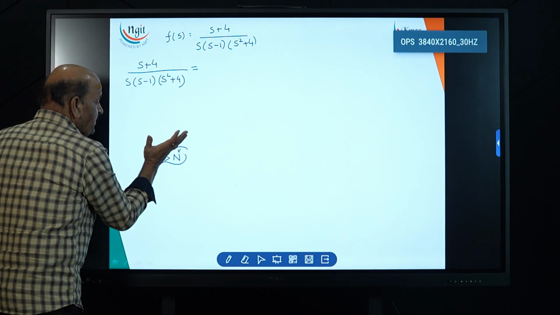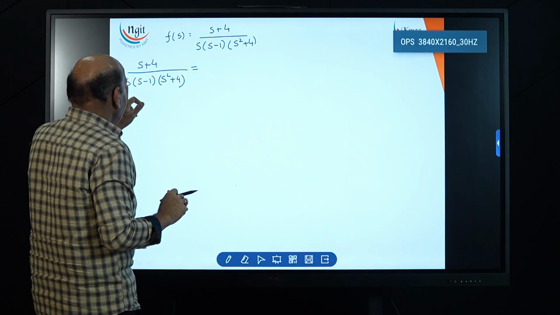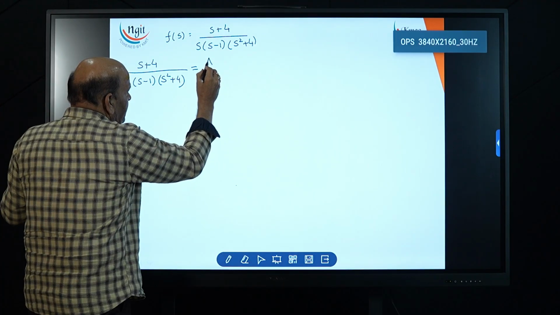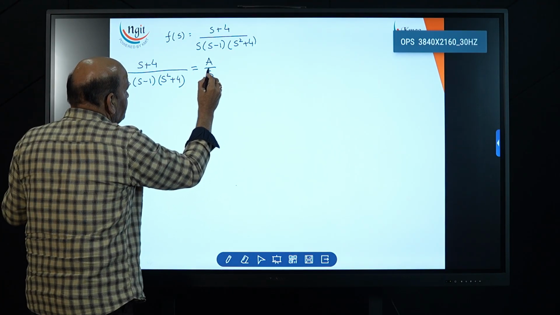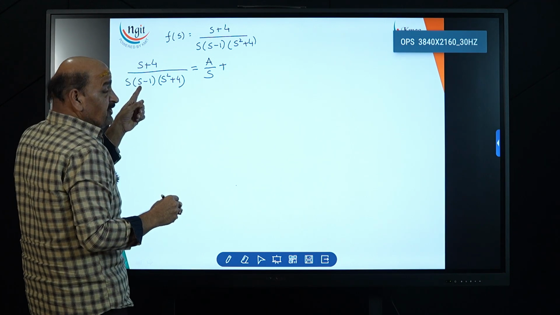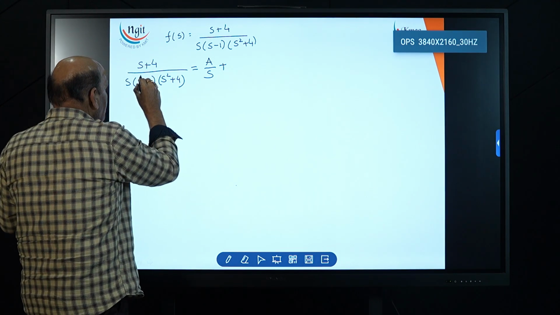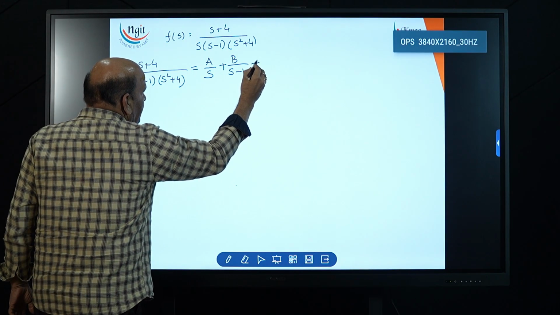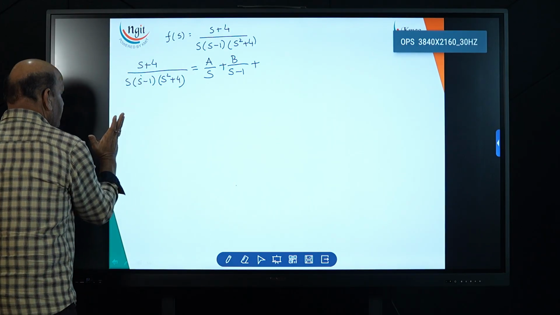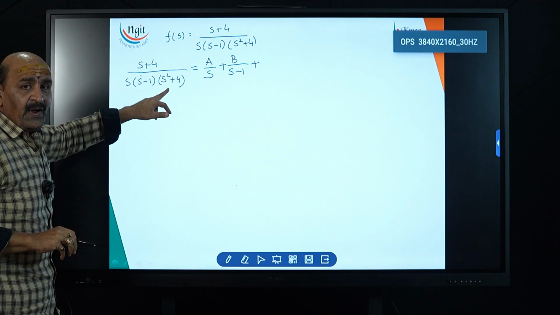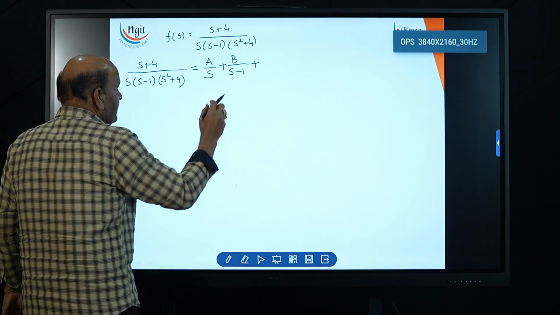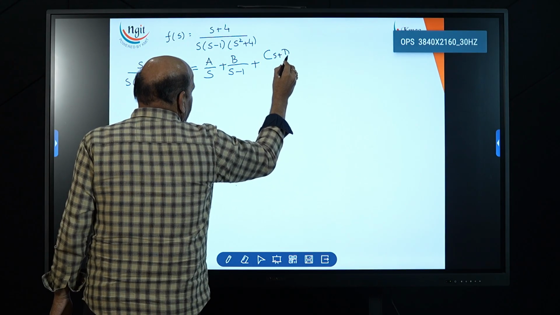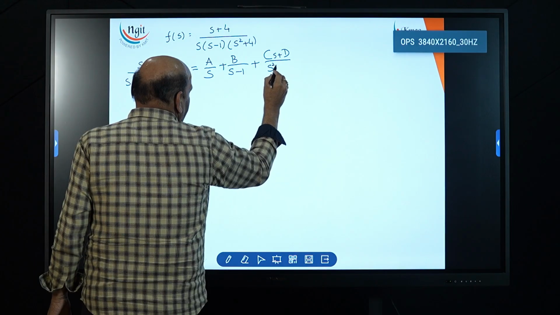Now how many factors are there? 3 factors are there. What is the power of s in the first factor? Linear, therefore let it be a by s. In the second factor, the power of s is also only 1, therefore let it be b by s minus 1. The third factor is quadratic, not linear, so you make it c s plus d by s square plus 4.